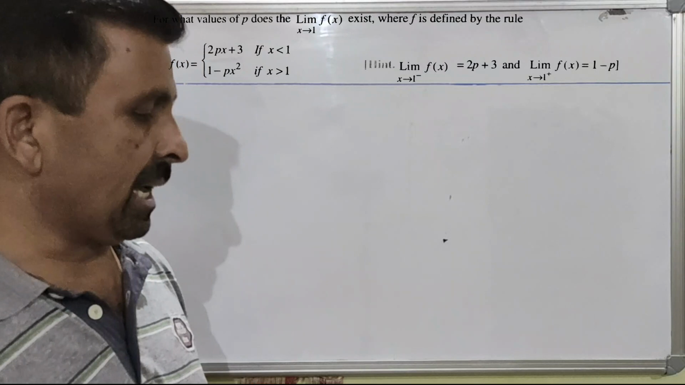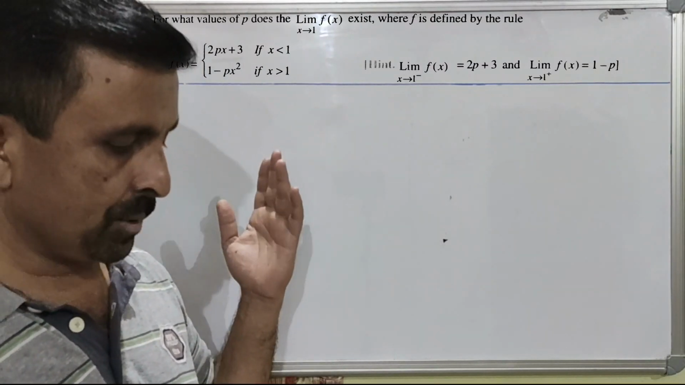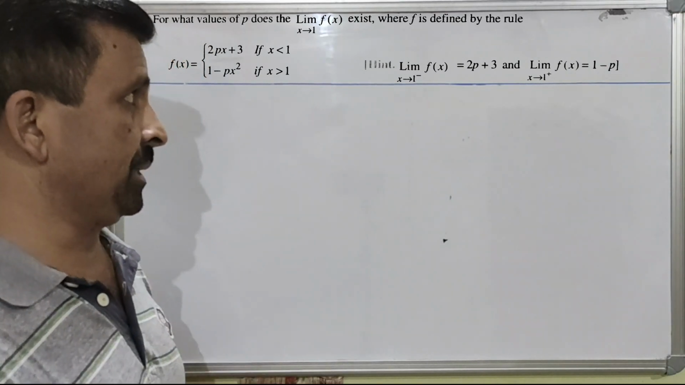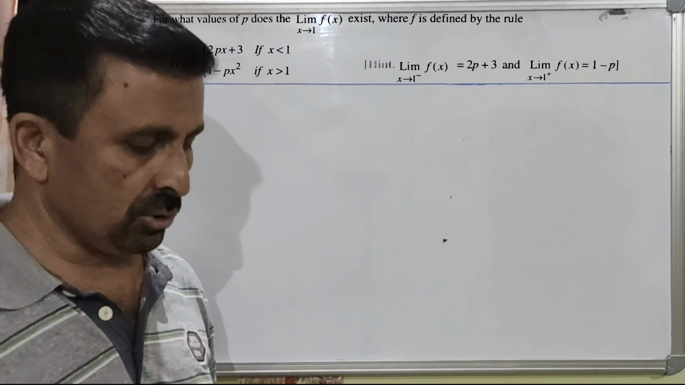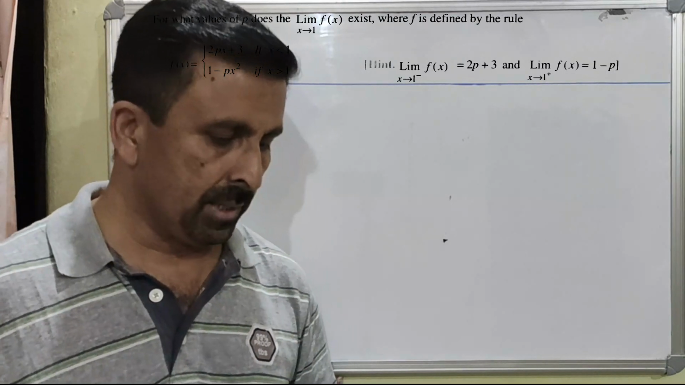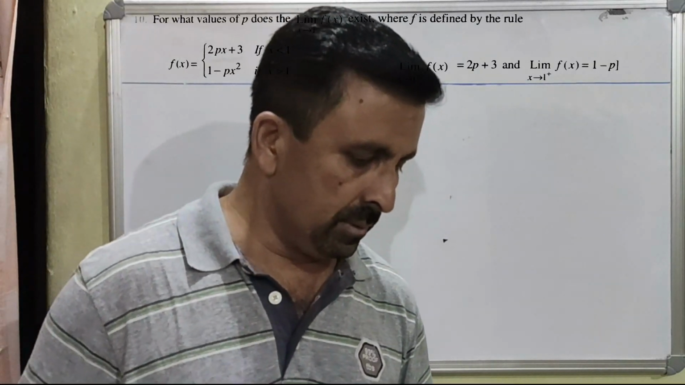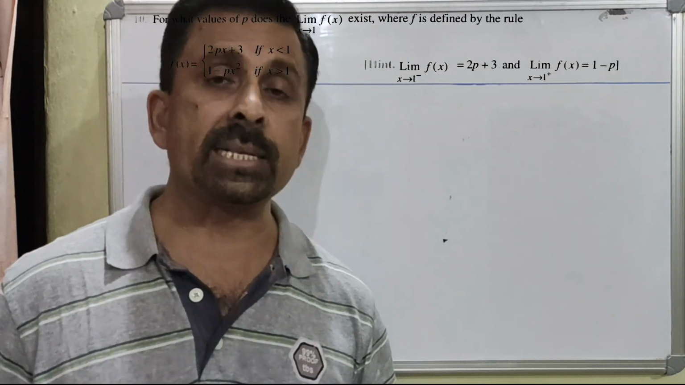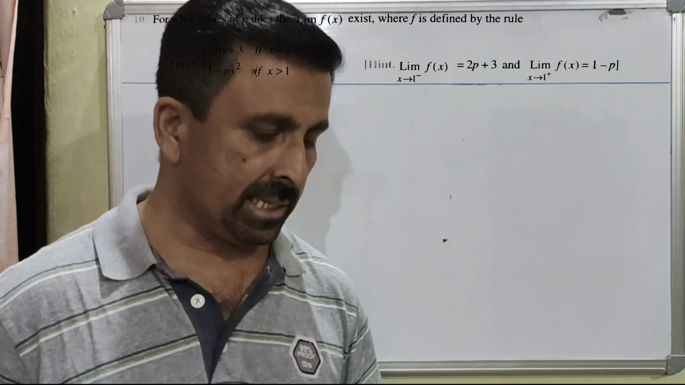Okay, now this is the last question, question number 10. This question also is a multifunctional question. We are given two functions. One function is f(x) equal to 2px plus 3 if x is less than 1.